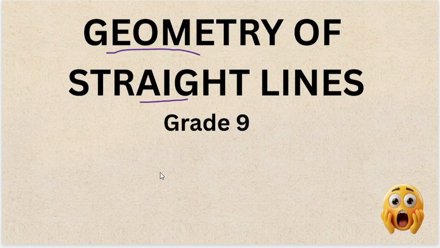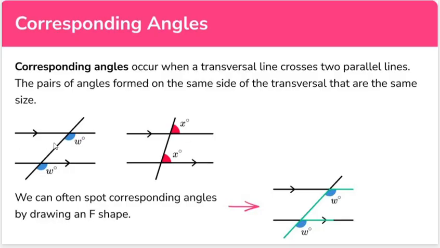Now let's dive into the video to understand what geometry of straight line is all about. Okay. Now in geometry of straight line, we have something called corresponding angles. Now let's see the definition of corresponding angles. Corresponding angles occur when a transversal line crosses two parallel lines.